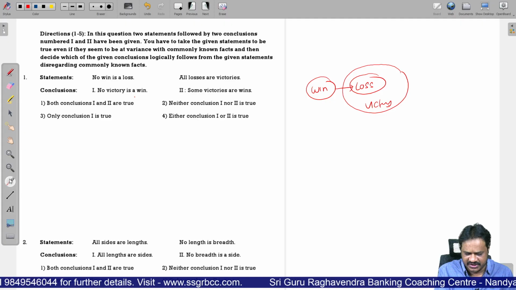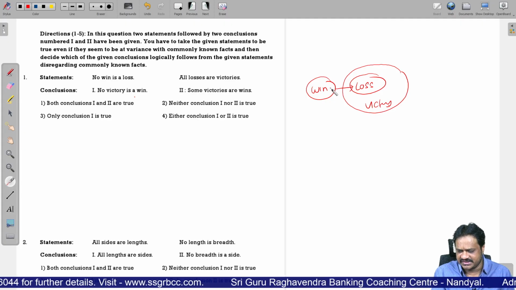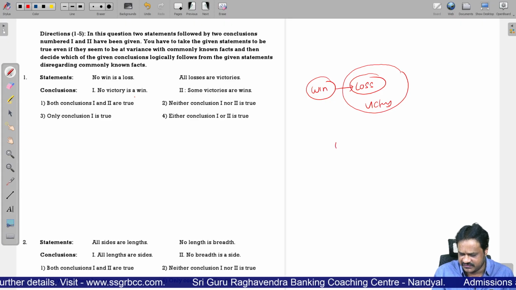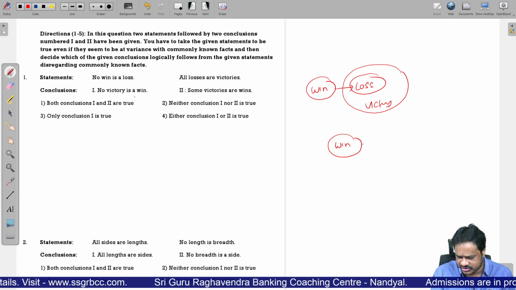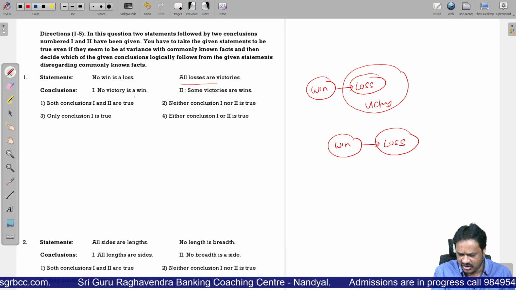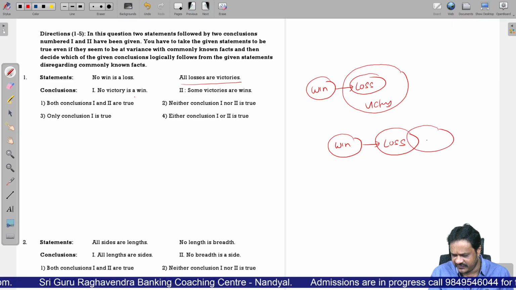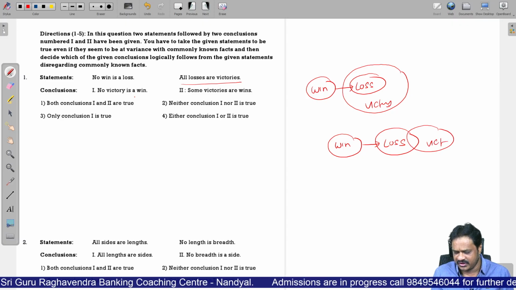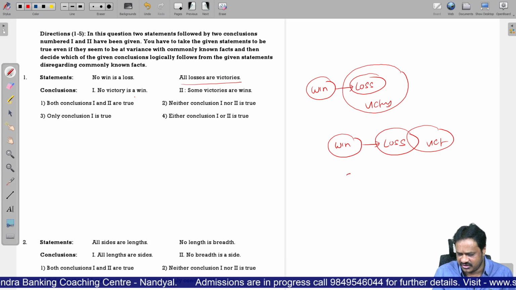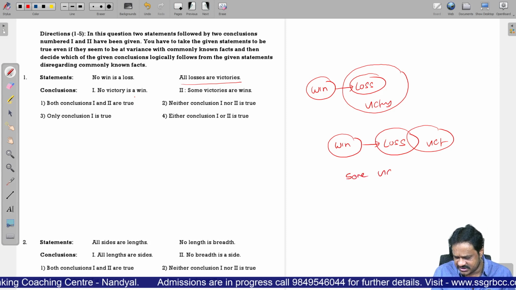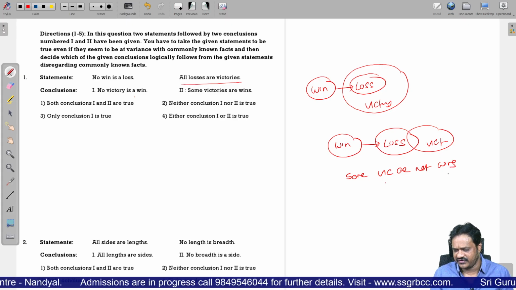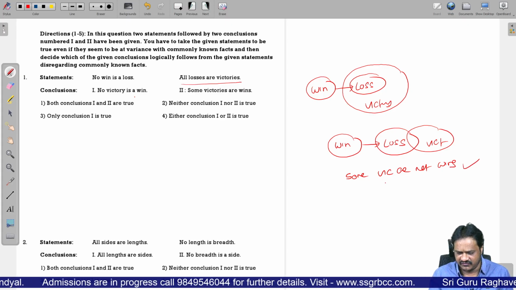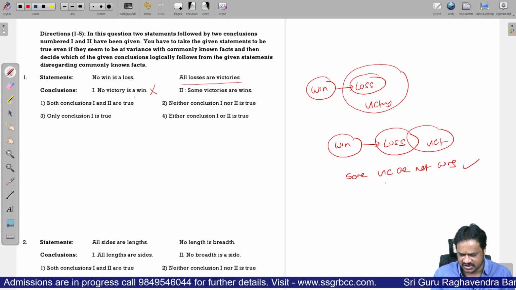No victory is a win. What is the exact relation between victory and win? See, this one you can write in other way also. No win is a loss. All loss are victories means some victories are losses. Now, the relation between victory and win is some not. We can say some victories are not wins. Some victories are not wins definitely follows, but "no victory is a win" does not follow.